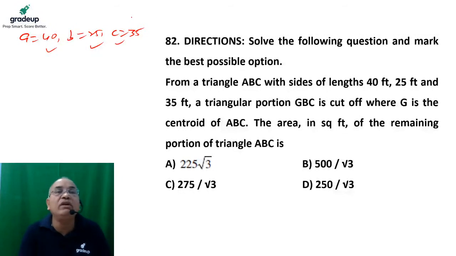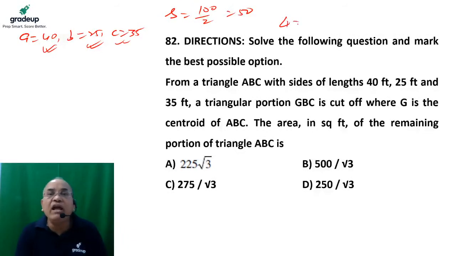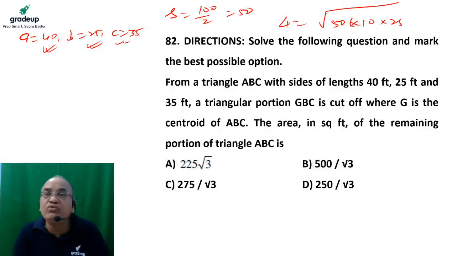So we can calculate that S, the semi-perimeter, is nothing but the sum of 40, 25 and 35, which is 100. So 100 by 2 is 50. So the area of the triangle would become under root S into S minus a, that is 50 into 50 minus 40 is 10, and 50 minus 25 is 25, and 50 minus 35 is 15.